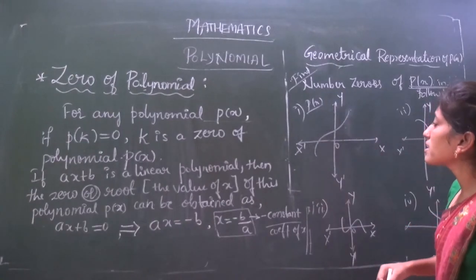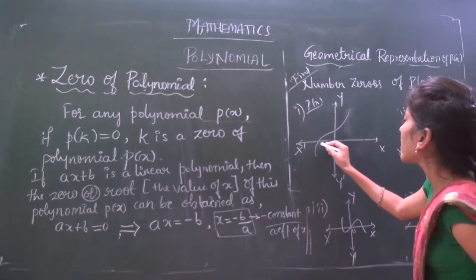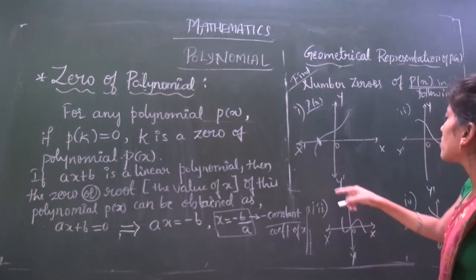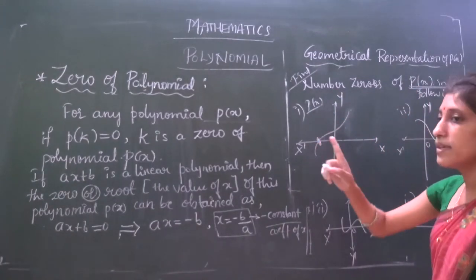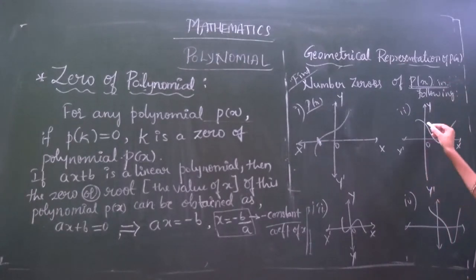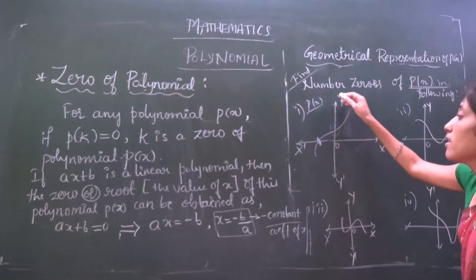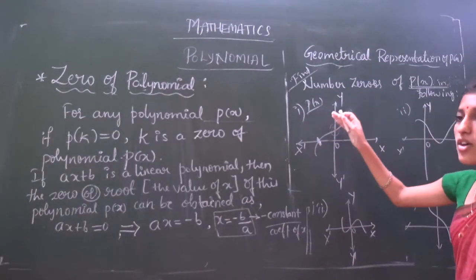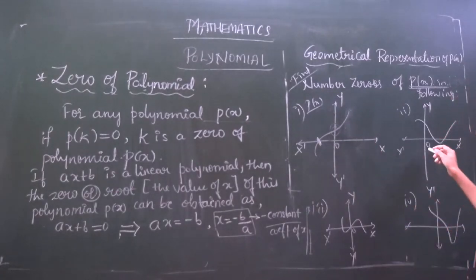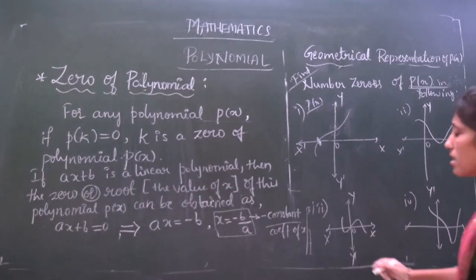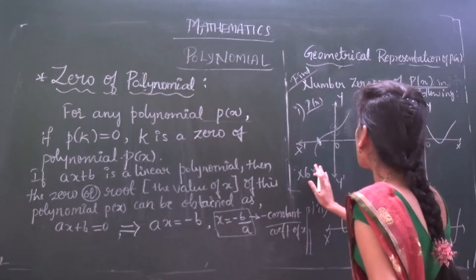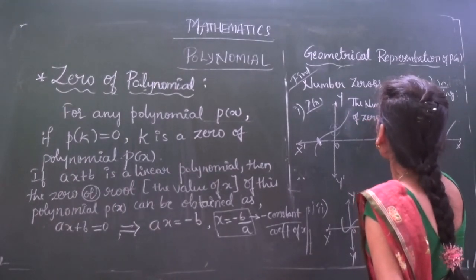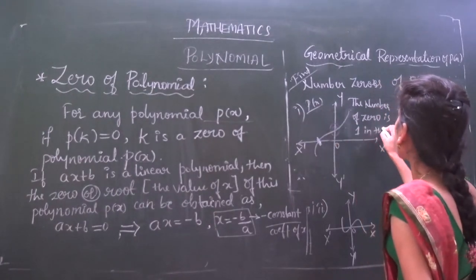So in this first figure, on the x or x dash axis, negative or positive, only one point lies. So the number of zeros of this particular P of x will be 1. Look at this, here on the y-axis it cuts the curve, but we cannot say this is also a zero of the polynomial, as I have defined before. It depends only on the x-axis, not the y-axis. So the number of zeros is 1 in this figure.